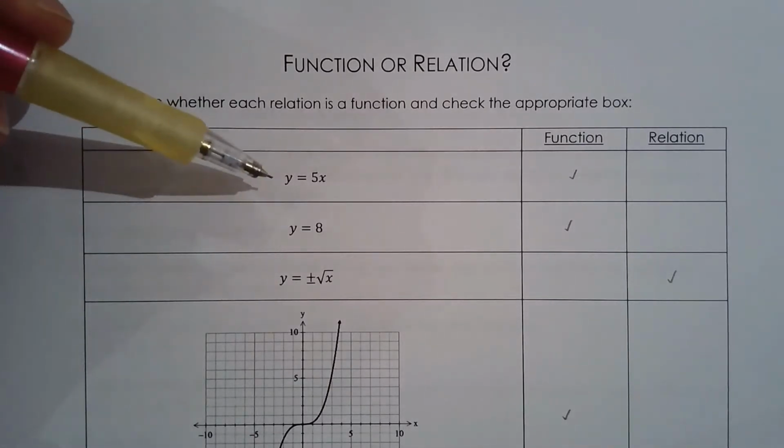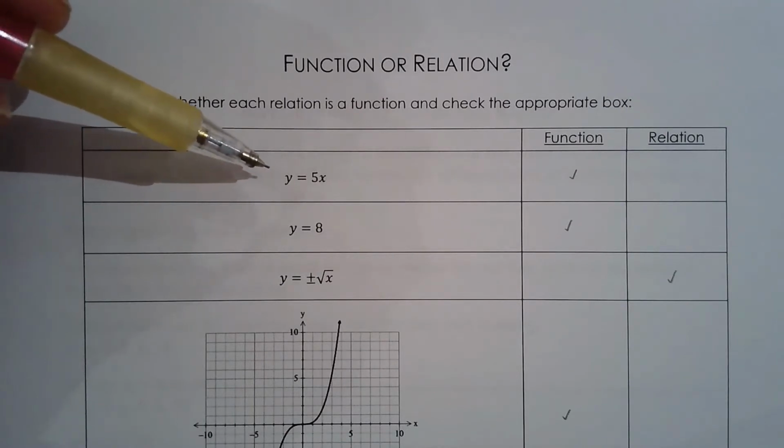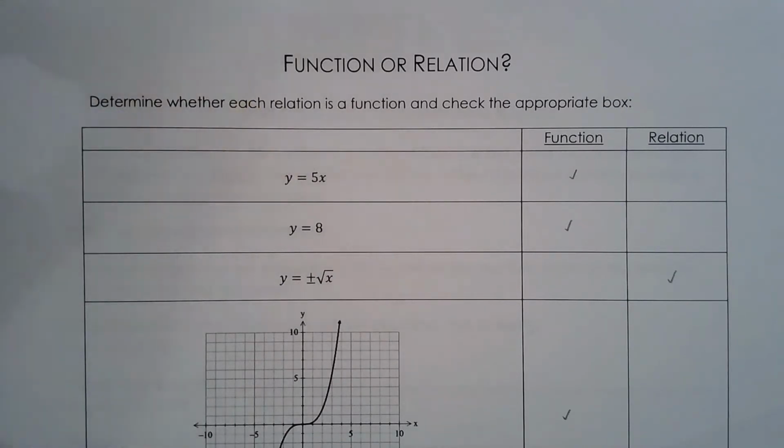You can graph this out and see that it passes the vertical line test, or you can just study the equation. You sub in a value of x and multiply by 5, and you're only going to get one value for y. You're not going to get two different values for y when you take a number and multiply by 5.